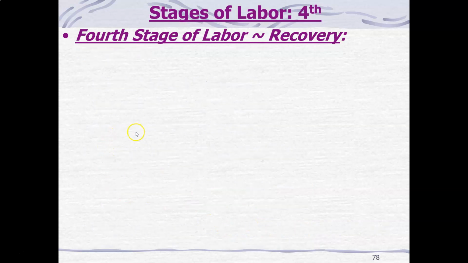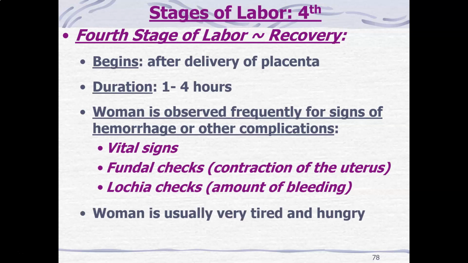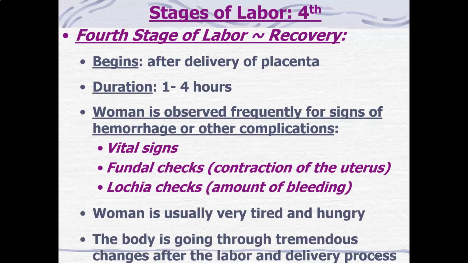The fourth stage of labor is recovery. This begins after the delivery of the placenta, lasts about 1 to 4 hours. The woman is observed frequently for signs of hemorrhage or other complications. We're going to do vital signs, fundal checks. We're checking to make sure that the uterus is contracting and getting smaller. We're doing lochia checks to check the amount of vaginal bleeding.